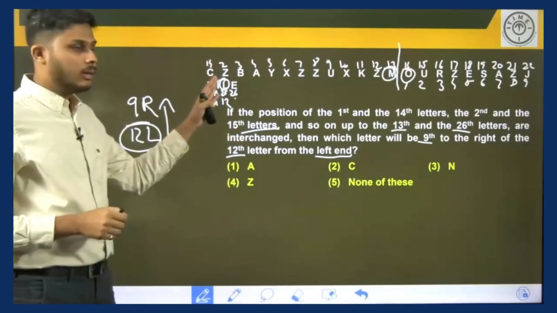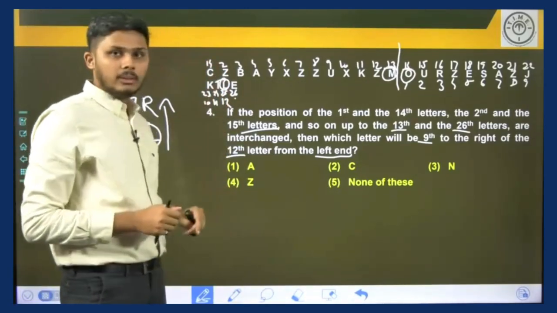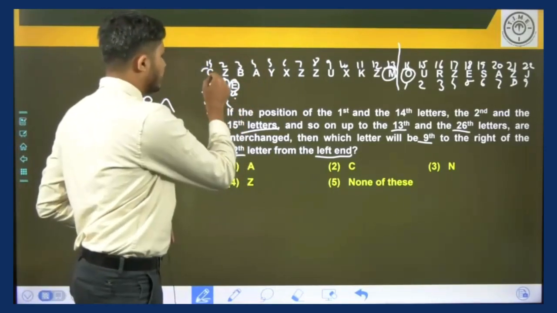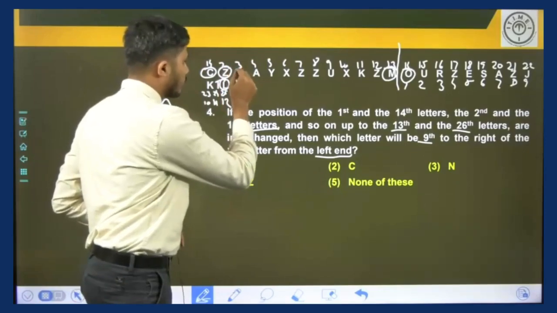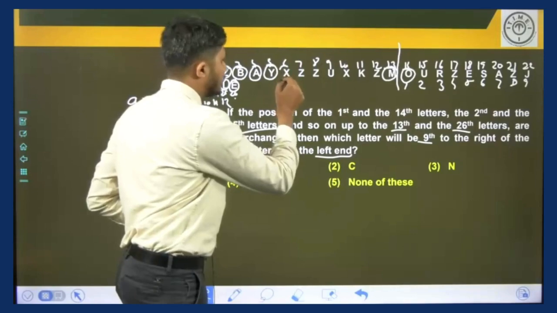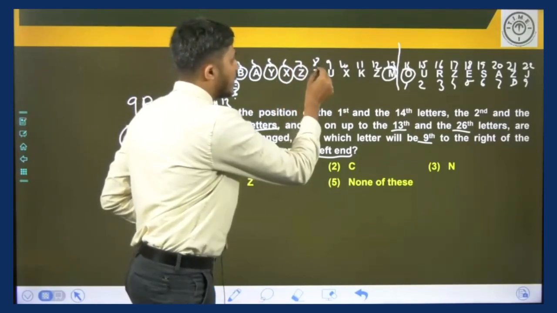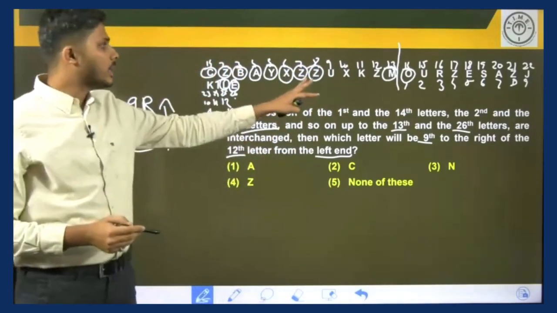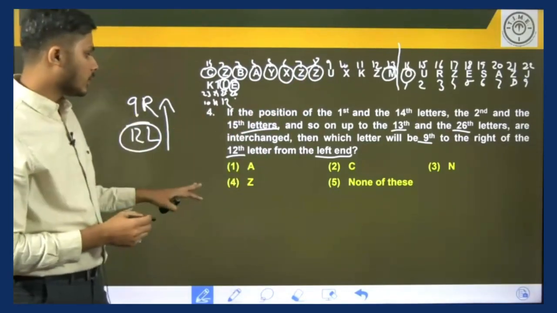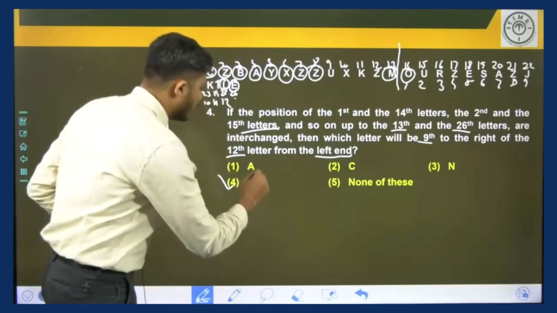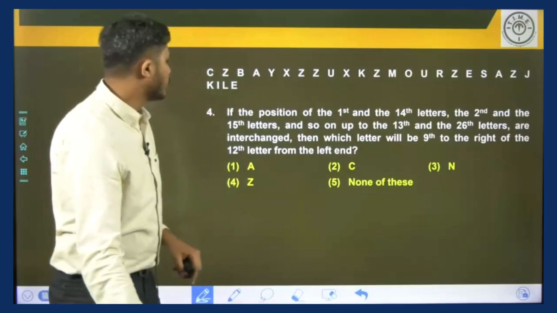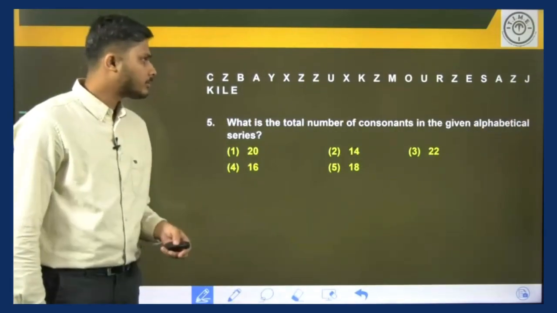So let's count the 9th letter from the right hand of L. So this will become the first, second, third, fourth, fifth, sixth, seventh, eighth and 9th. So now Z is the 9th to the right of the 12th letter from the left hand. So the correct option here is option 4. So now let's move on to the next question.